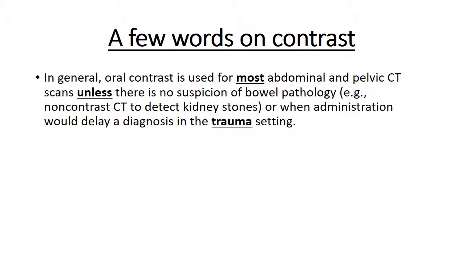Most of the time for abdominal and pelvic bowel pathology, you are looking for things within the gut, you're looking at things around the gut, and oral contrast gives you a very good ability to look at that in a better defined way. So in most cases, when it's non-emergent and you're worried about bowel pathology, appendicitis, diverticulitis, etc., you would order oral contrast with the CT scan.